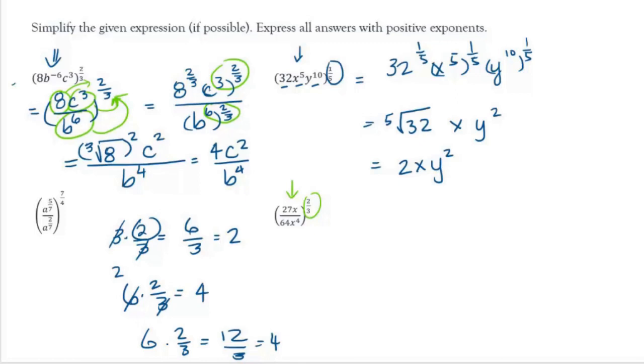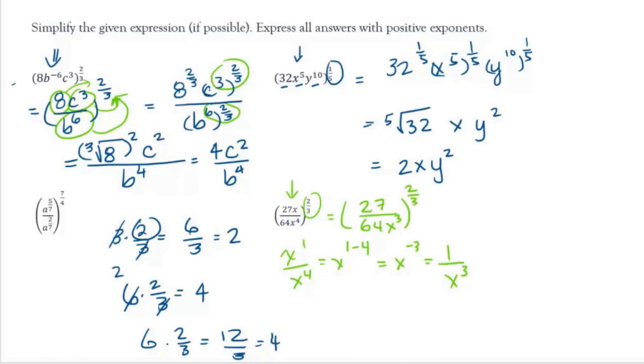27 and 64, well, those don't have any common factors. So 27 and 64 can't be simplified. But I have an x in the numerator and 4 x's in the denominator, so I will certainly simplify that. I can think of that as x to the power of 1 over x to the power of 4, giving me x to the power of 1 minus 4, which is x to the power of negative 3, which means I have 3 x's in the denominator. Or I can think of this as removing 1 x from the numerator and 1 from the denominator. In any case, I'm left with 27 in the numerator and 64x cubed in the denominator.